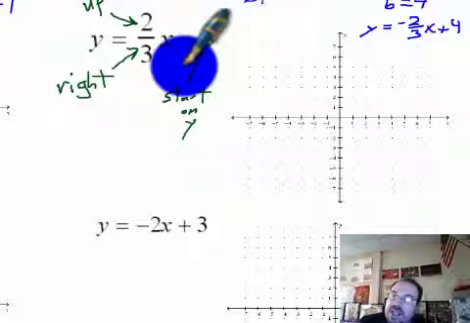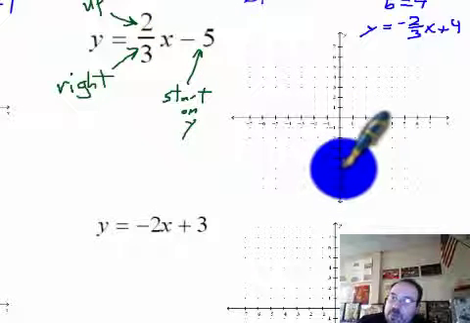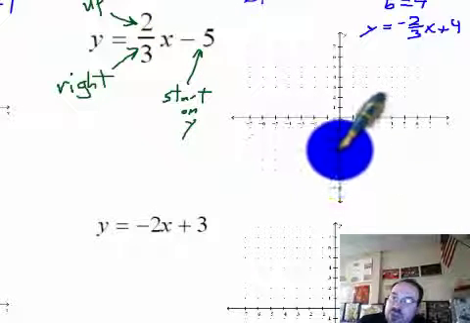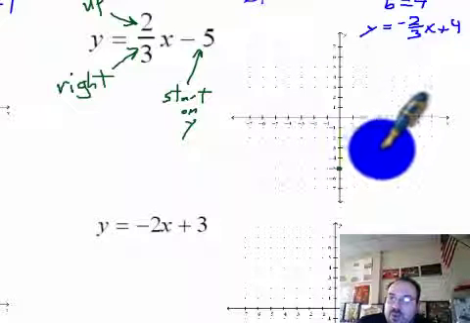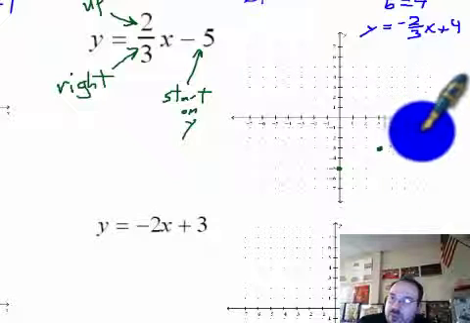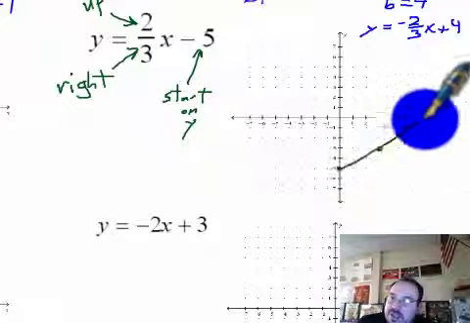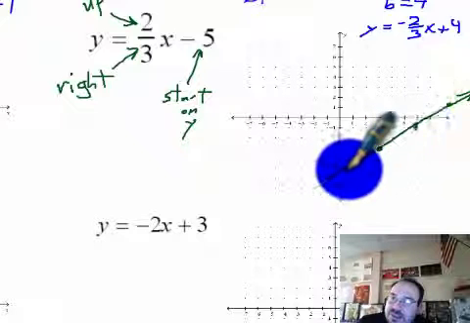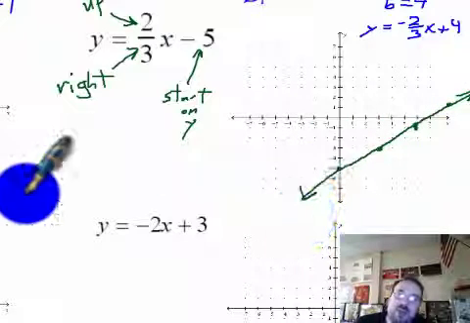But here I don't have a negative sign, so I'm going to start at negative 5 for b, and I'm going to go up 2, 1, 2, and I'm going to go right 3, 1, 2, 3, and since I have room, I'll do it again, up 2 and right 3, and up 2 and right 3, and then just connect those dots with a nice smooth line. My line wasn't so good because my last point wasn't so great, and that's all you do.